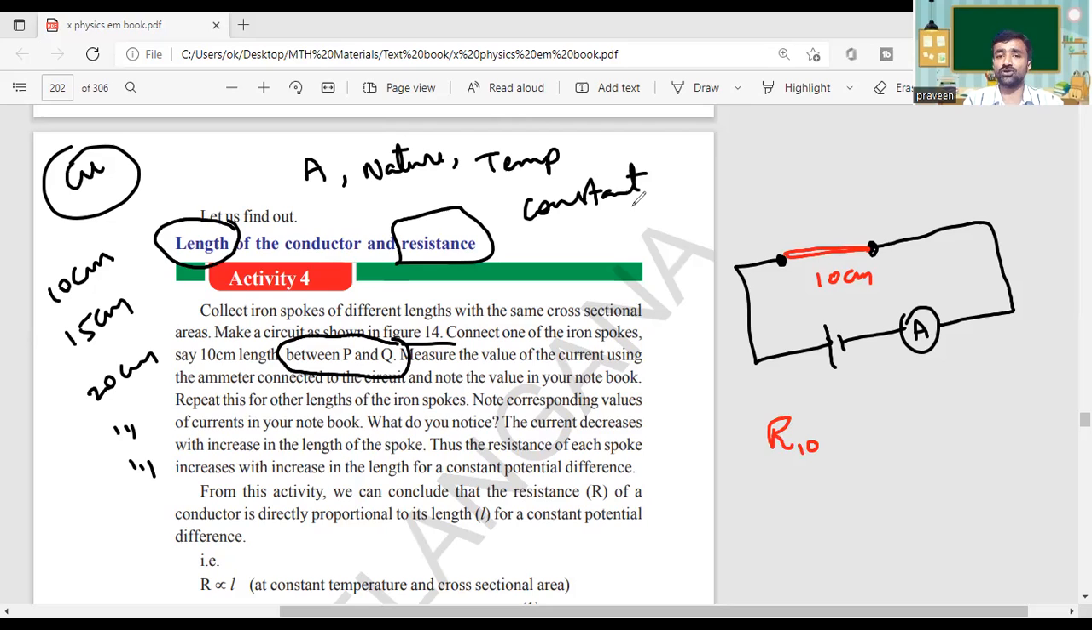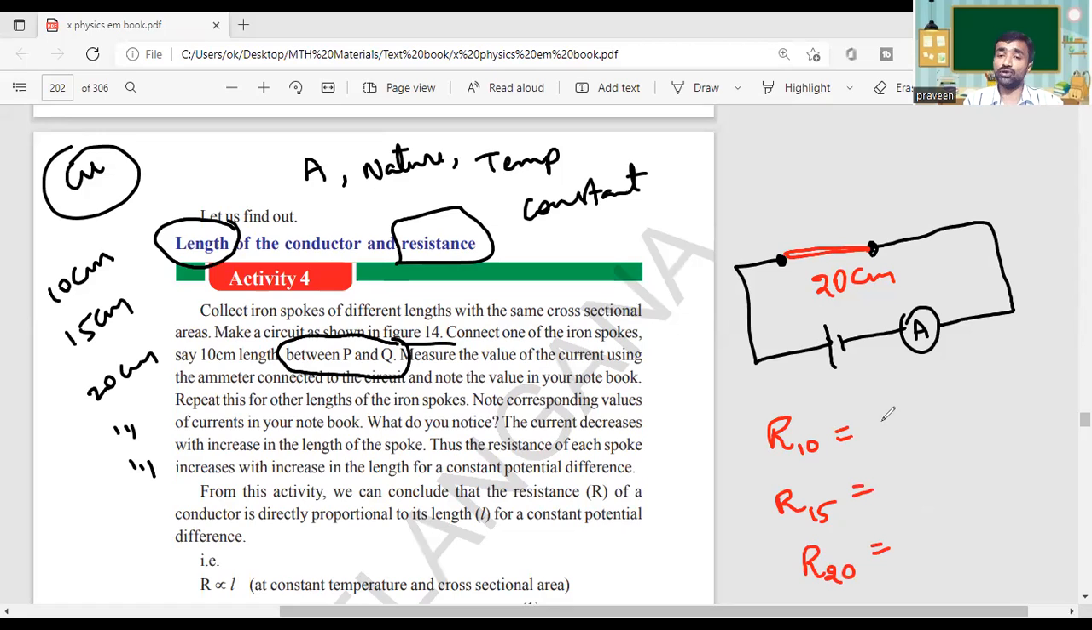Then what next? Replace the 10 centimeters wire with the 15 centimeters length wire. Switch on, then observe the ammeter or ohmmeter, and measure the resistance of the 15 centimeters wire. Next, replace the 15 centimeters wire with the 20 centimeters length copper wire, and measure the resistance. So I got three values.